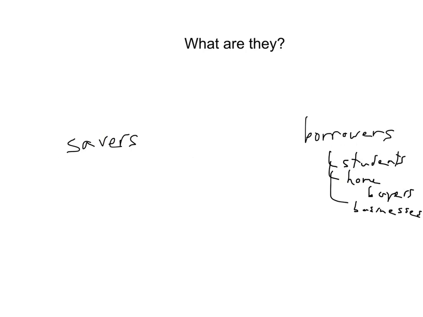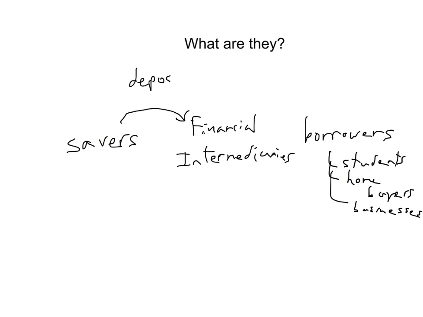We have these institutions, financial intermediaries, that pool savers' money. So savers deposit their money in the financial intermediaries, and the financial intermediaries then lend that money out. They invest that money, basically, to borrowers, whether for student loans or home loans, mortgages, or business loans, or investing in stocks or bonds, or whatever.